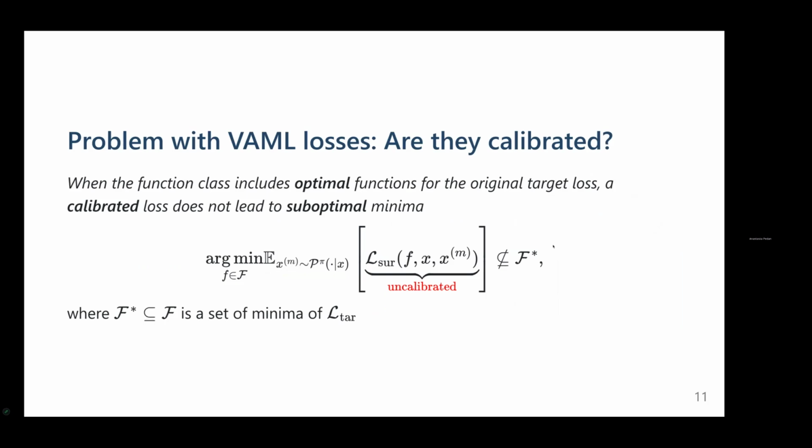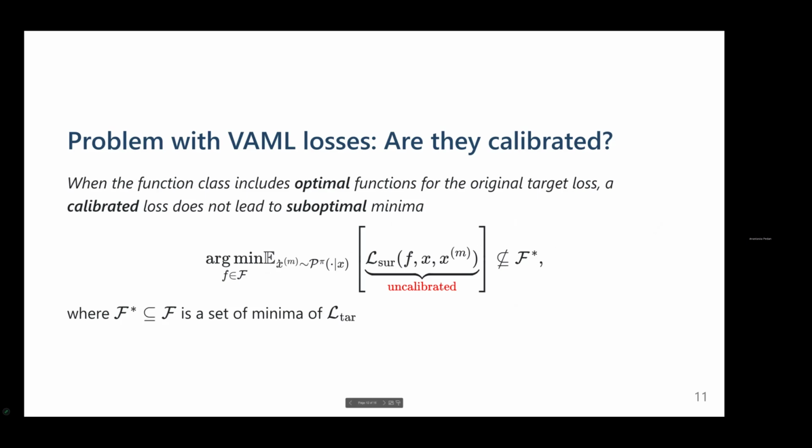What is the problem with VAML losses? And now we actually get into the meat of the paper, basically. The problem is, well, are they calibrated? So what is calibration? In the paper, we define calibration as follows. So when the function class includes optimal functions for the original target loss, a calibrated loss does not lead to suboptimal minima, which is expressed in this formula here as well.